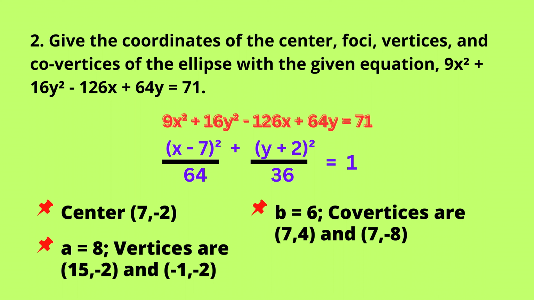As for b squared, which is 36, b will be equal to 6. We add and subtract that to the y-coordinate of the center, so our co-vertices are at (7, 4) and (7, negative 8).